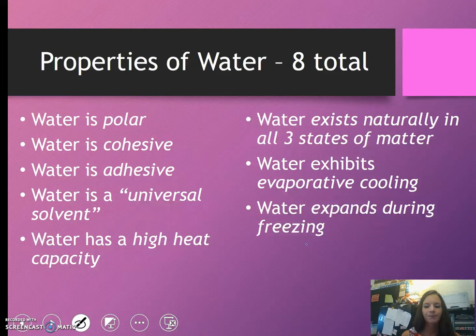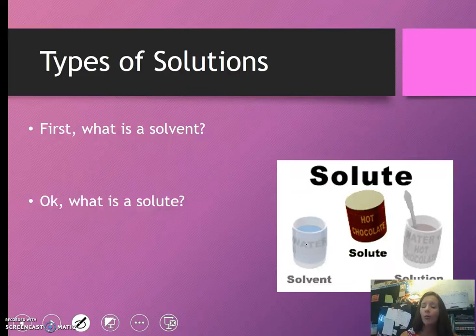Now on to types of solutions. So first we're going to talk about a couple of key terms here, solvent and solute. The easiest way to remember how these work is a solvent plus a solute equals a solution. But if you look at them alphabetically, U comes before V, so U goes into V. Most of the time, when you think of a common thing, a solute such as hot chocolate powder goes into the solvent, which is water or milk if you like creamy hot chocolate, creating a solution. The solution is the hot chocolate.